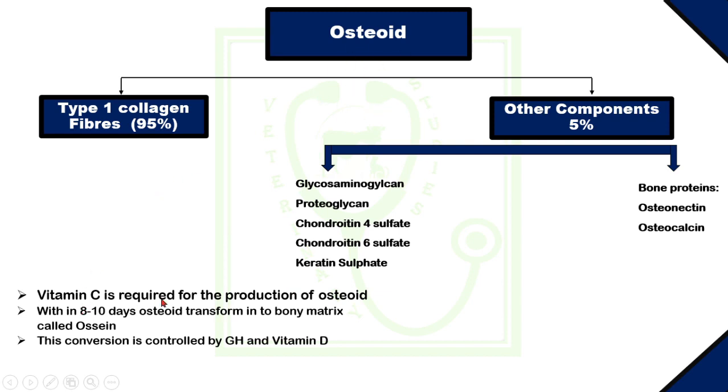Within 8 to 10 days, osteoid transforms into a bony matrix called ossein. This conversion is controlled by growth hormone and vitamin D.